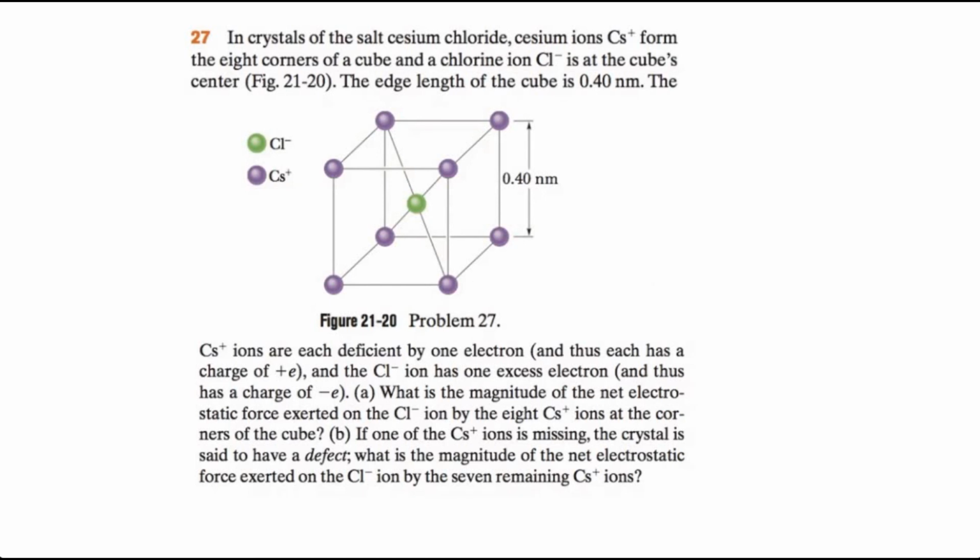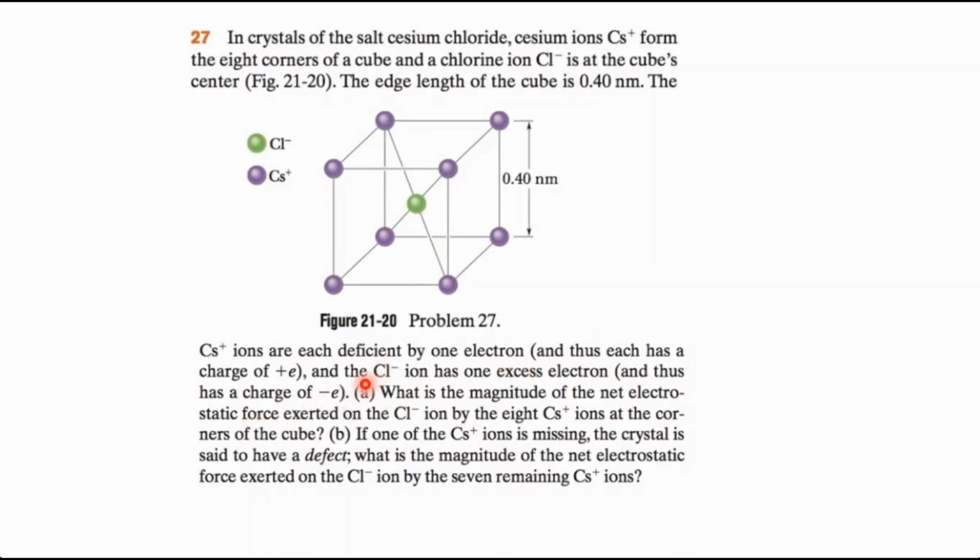electron charge, positive, which form the 8 corners of the cube, shown as a purple color. And the negative part is the chlorine ion with 1 electron charge at the cube's center, as shown in this figure. Then the edge length of the cube is given. The cesium ions are each deficient by 1 electron, and the chlorine has 1 excess electron.